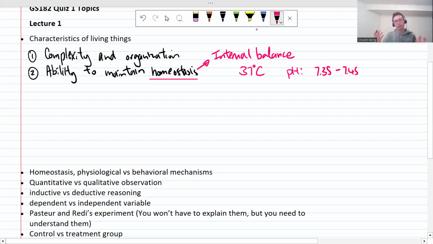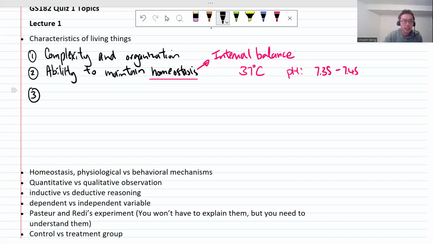These are certain set points, certain numbers that we need to maintain in order for the body to be compatible with life, and the ability to keep those numbers is what we mean by homeostasis. Number 3, I'm just listing them as they come to my mind, so they might not be in the same order as the PowerPoint slides, but they're all there.